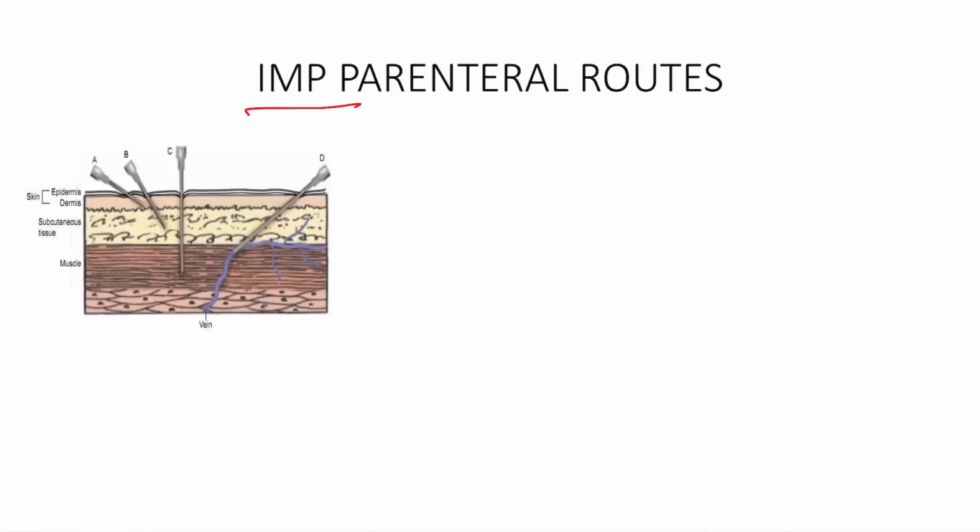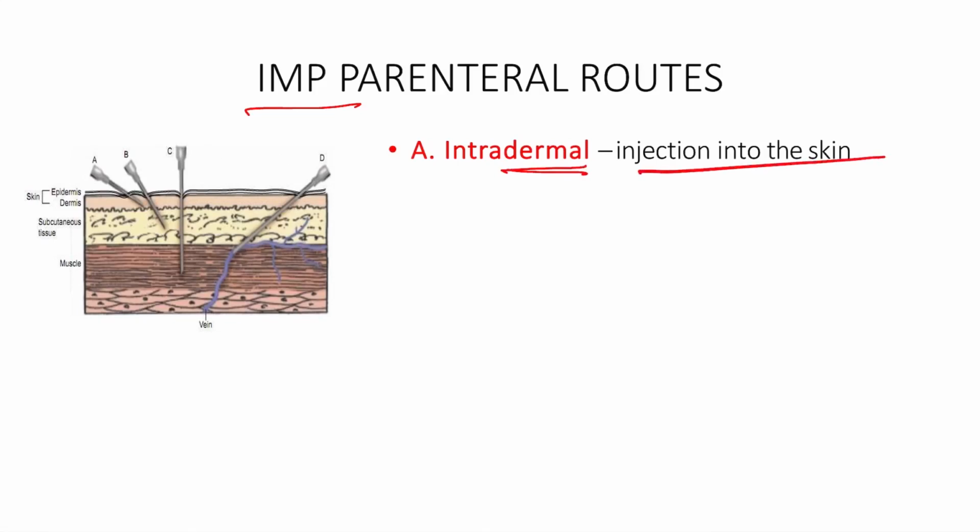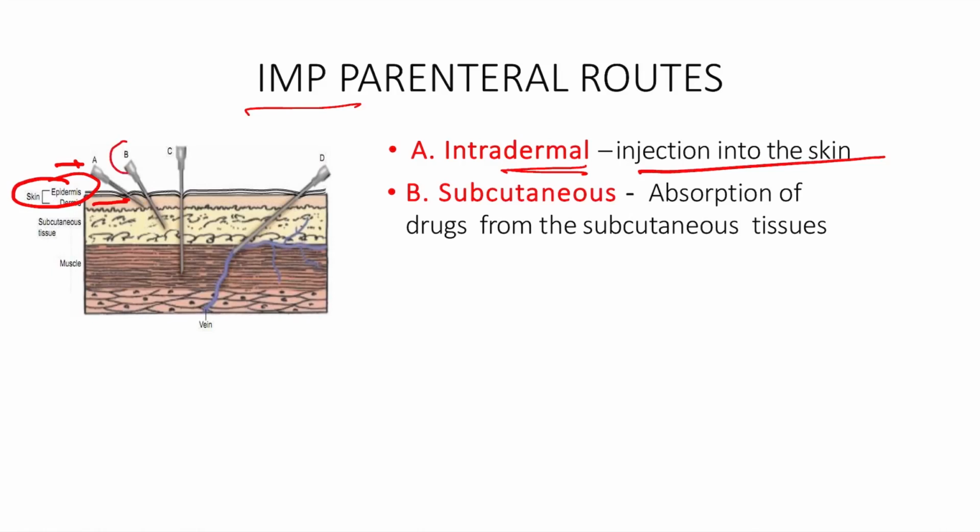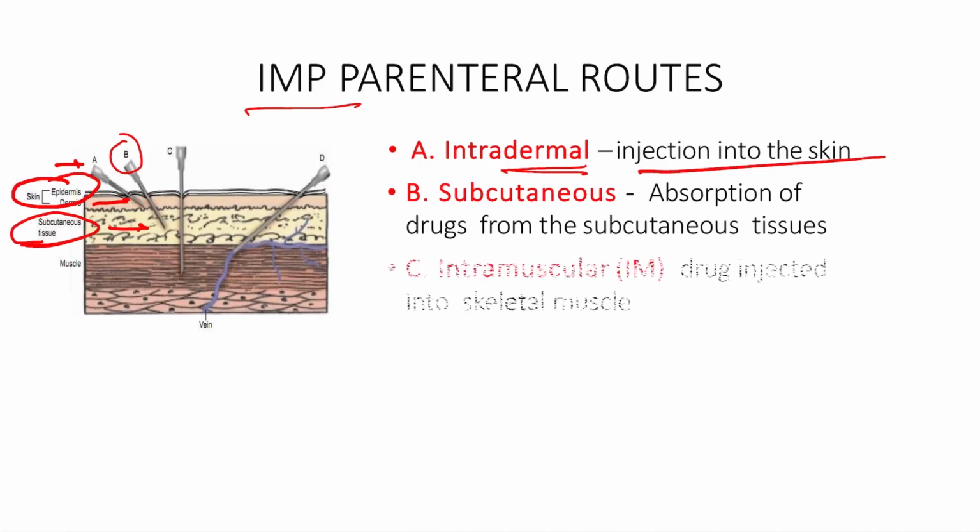What are the important parenteral routes? Important parenteral routes are mainly four. First is intradermal, where, as the name suggests, dermal means skin. So we are injecting the drug into the skin, the very superficial layer, epidermis and dermis. Here A is indicated, where we are injecting the drug into the skin. Very parallel to the skin, a needle is punctured and the drug is deposited there. The second route, B, is the subcutaneous route, where the drug is administered into the subcutaneous tissue or the fat, where the needle is at a bit straighter angle.